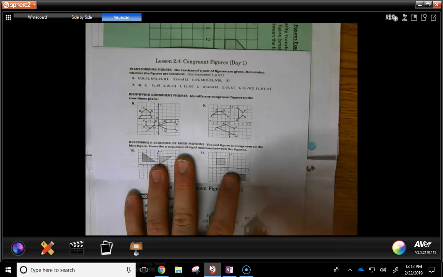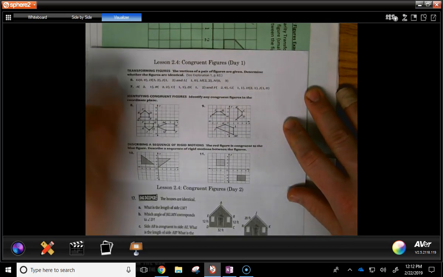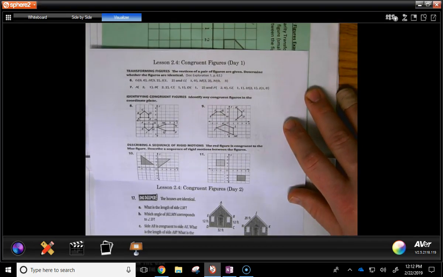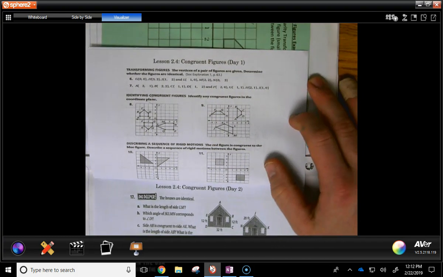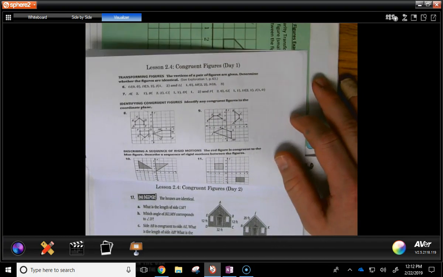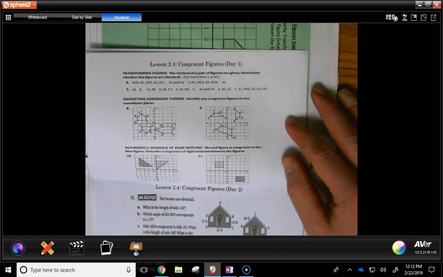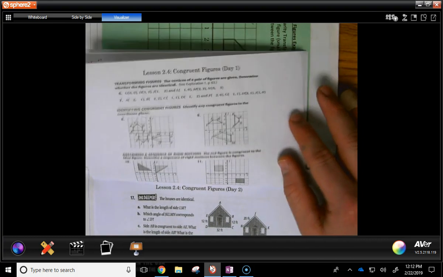And then the last two, so that's only 6 questions. The last two, tell me how they were transformed. Remember, if it's not congruent, you simply say not congruent.